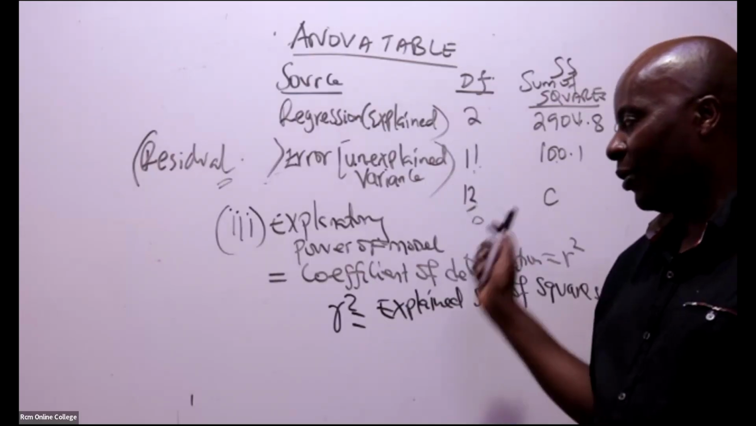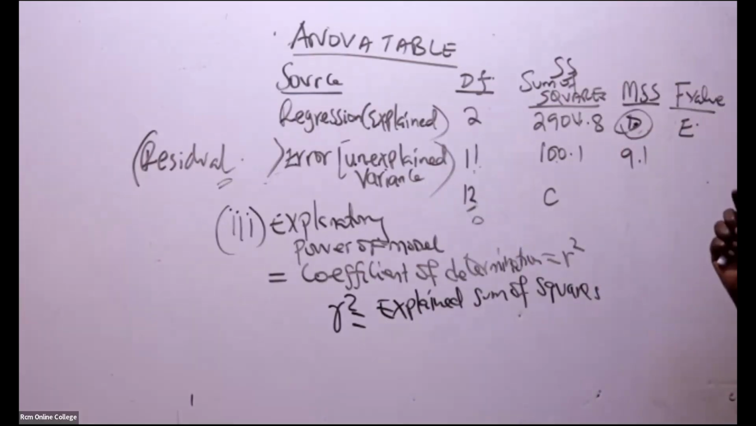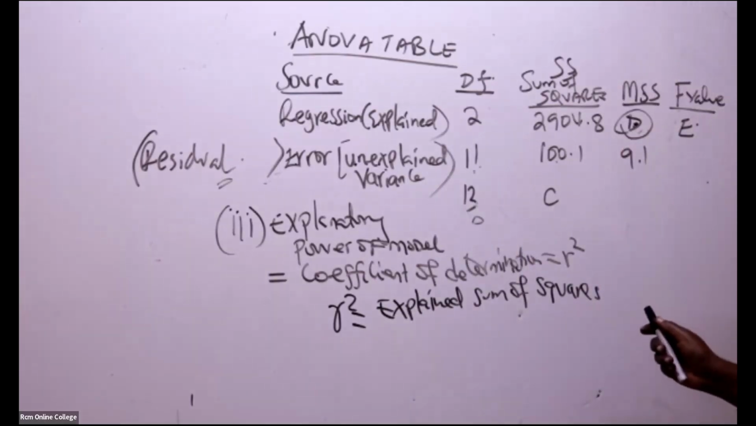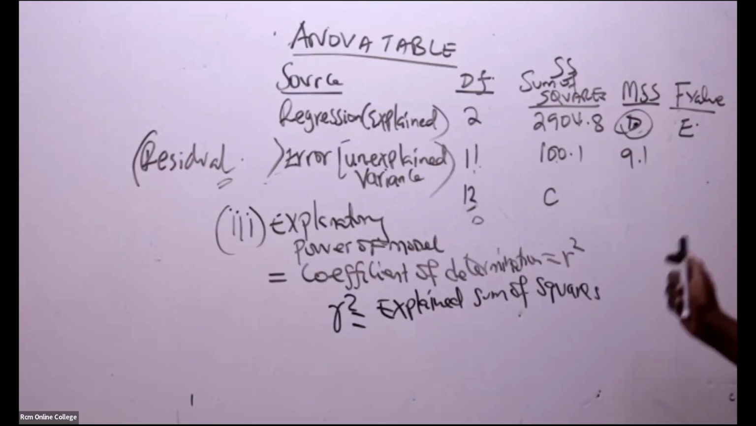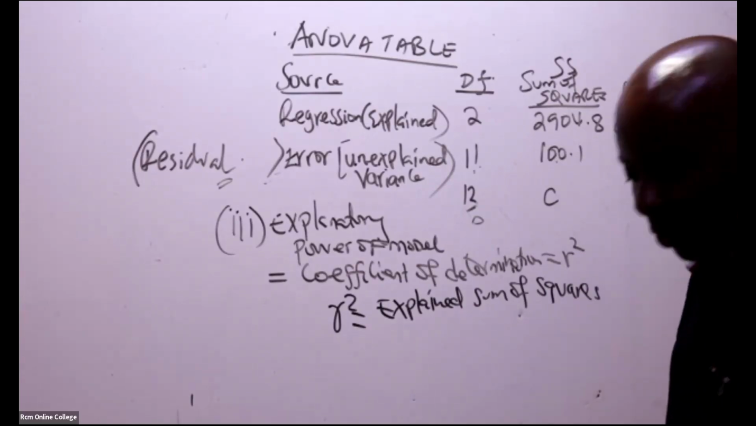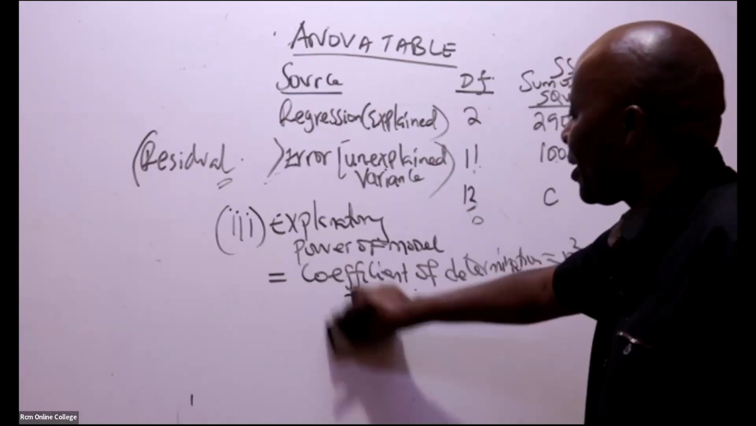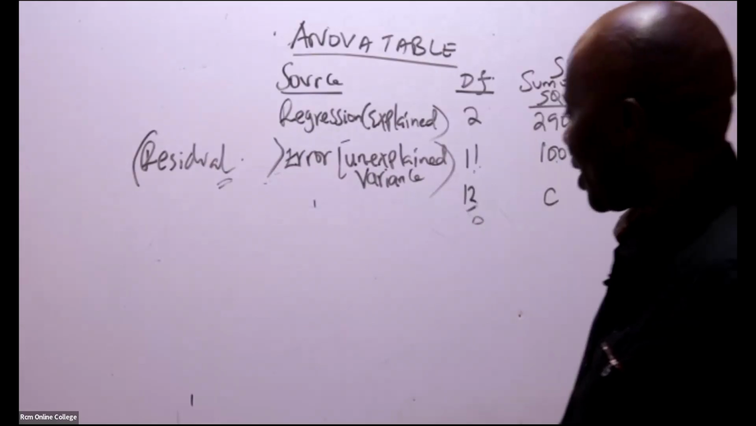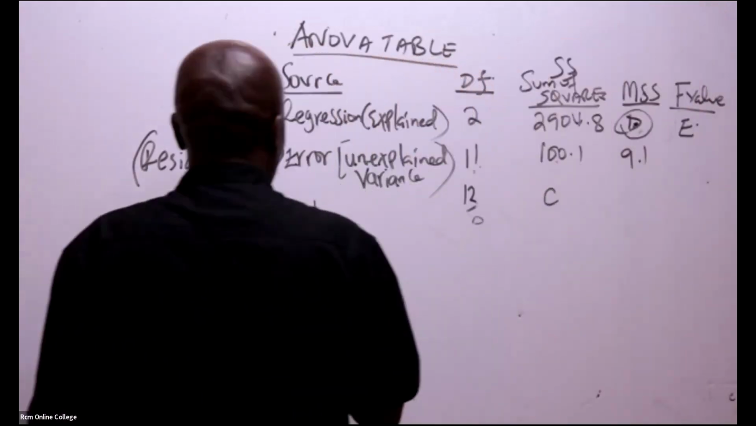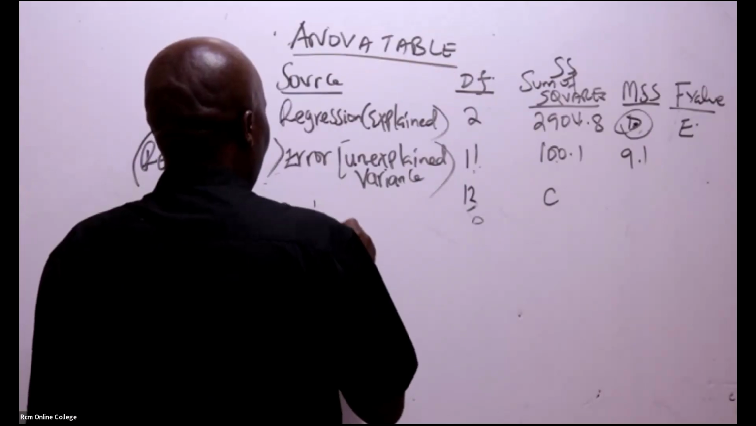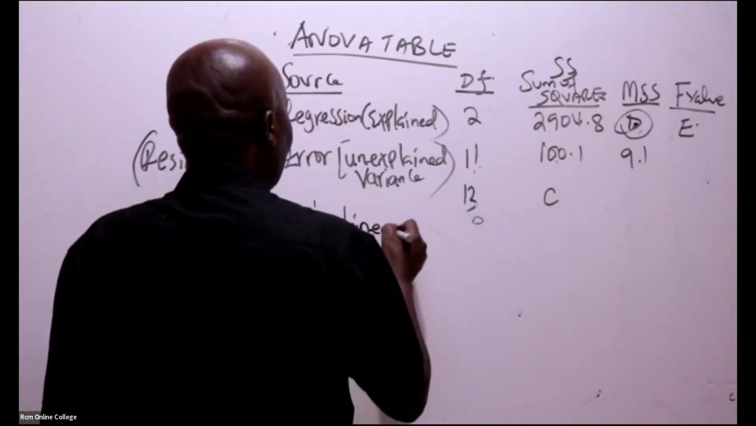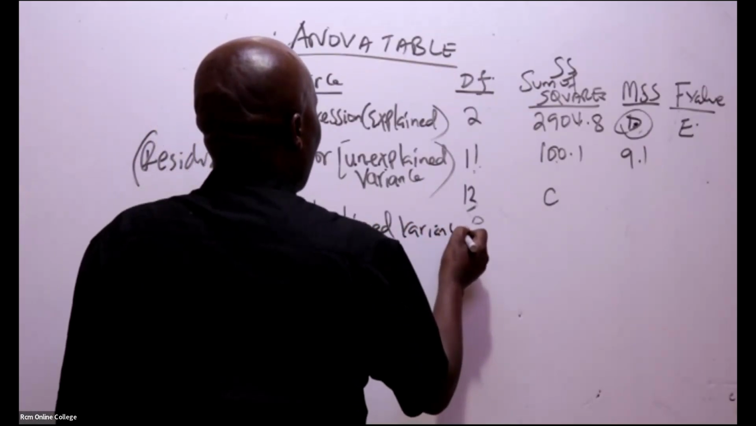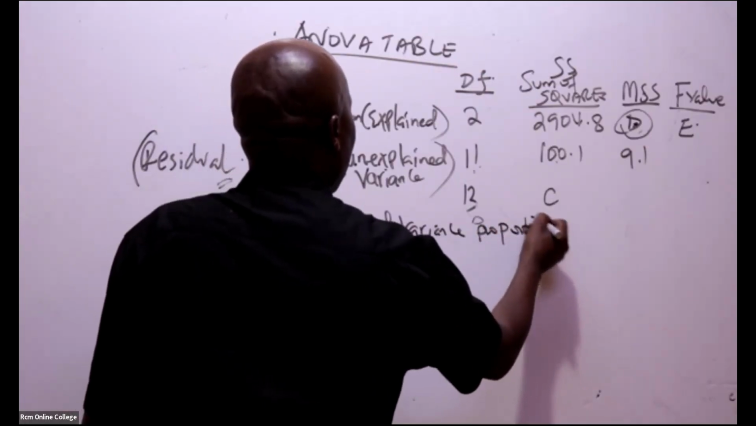the explanatory power of the model, which is also known as the coefficient of determination, R squared. R squared is the explained variance proportion. I should go back a little bit: R squared is the explained variance proportion. And how do we get this?